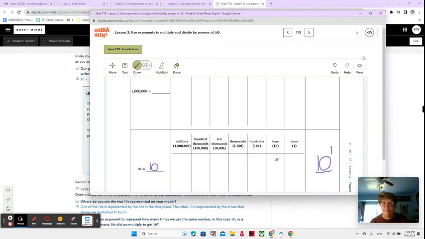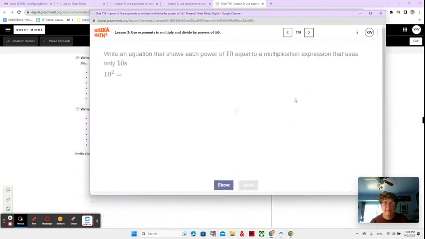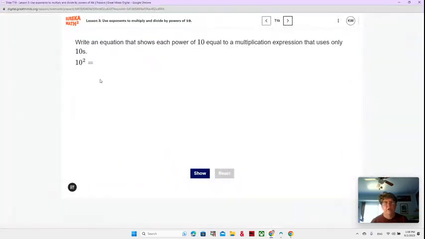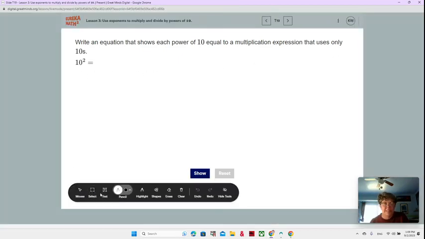And I'm going to put some numbers on the board here. I want you to record these on the back of page 27. So go to the back of page 27. It's a blank page, and you're going to be writing down what I'm putting on the screen here. We're going to write an equation that shows each power of 10 equal to a multiplication expression that uses only tens.